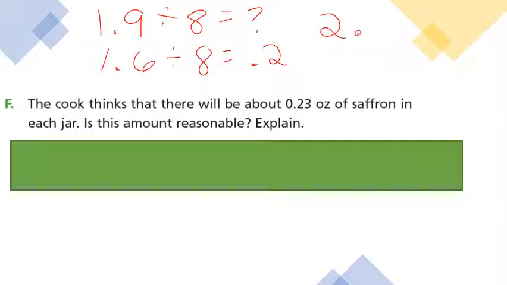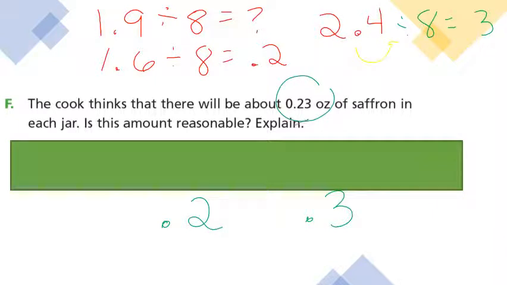Then we estimated 24/10. Do you see how this is the same as 24/10, 2 and 4/10 if we split them all up? Divided by 8 would give us 3 in each jar. So I know my answer is going to be somewhere between 2/10 and 3/10. So if the cook thinks it's going to be 23/100 of an ounce, is that reasonable? What do you think?